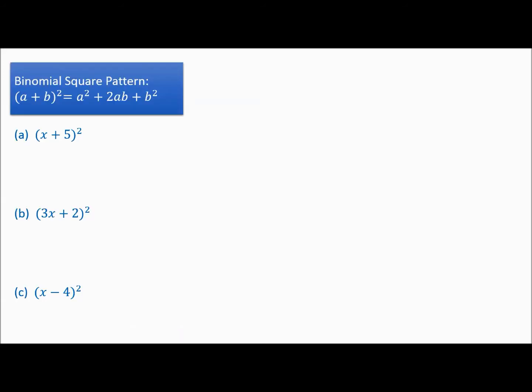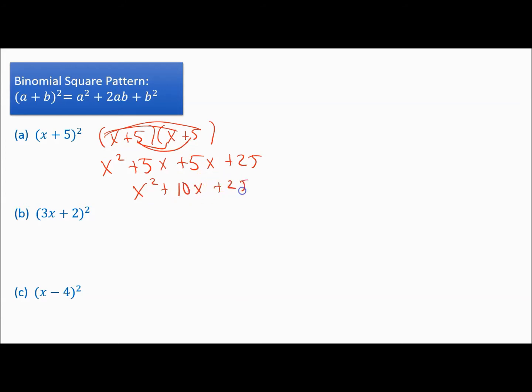So I have a few problems here where you can use that binomial square pattern, or you can just FOIL it out. x plus 5 squared is x plus 5 times x plus 5. We're going to do it both ways. You do x times x is x squared. This is the FOIL method. Plus 5x. Plus 5x, and 5 times 5 is 25, gives you x squared plus 10x plus 25.